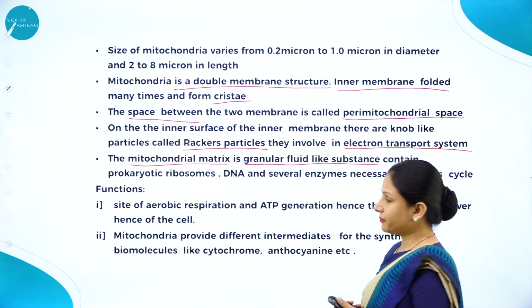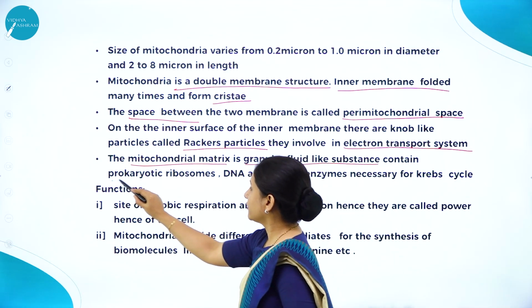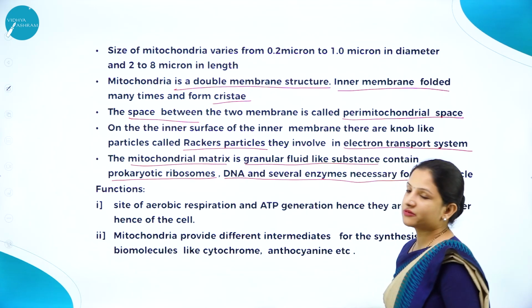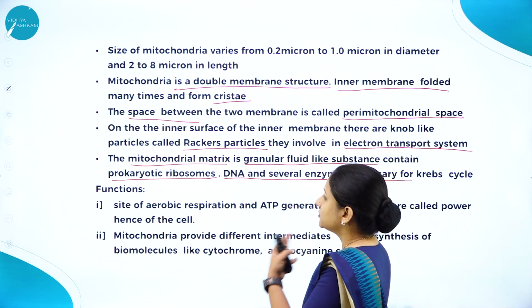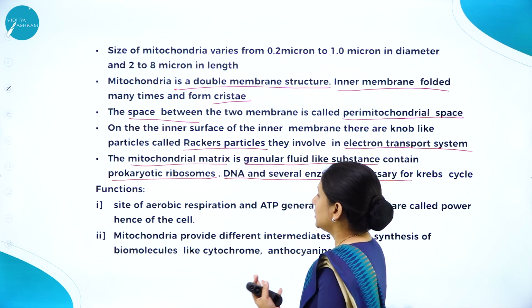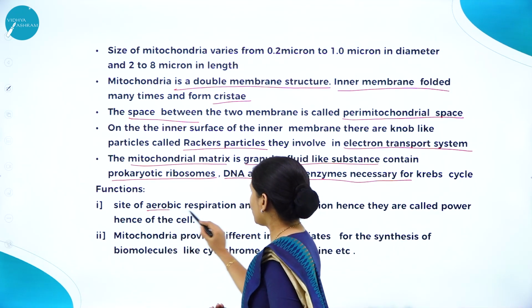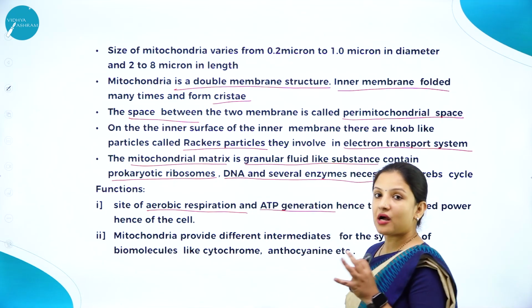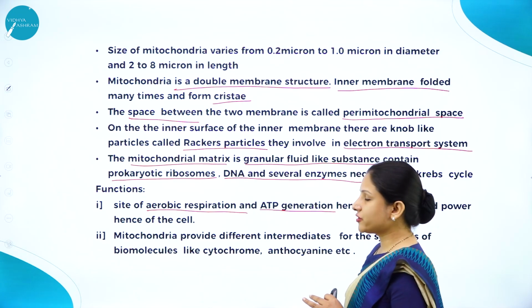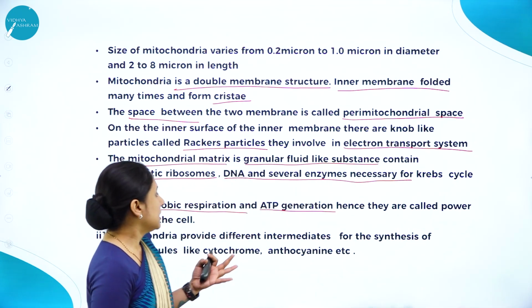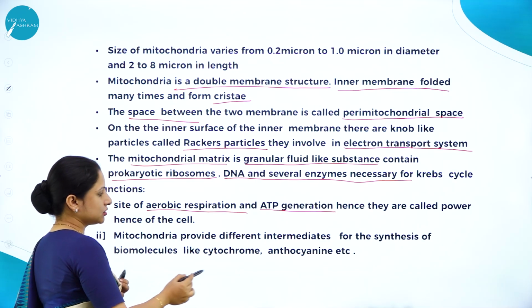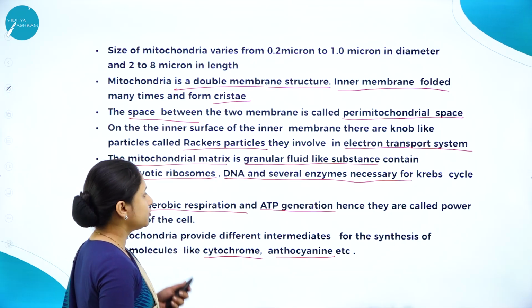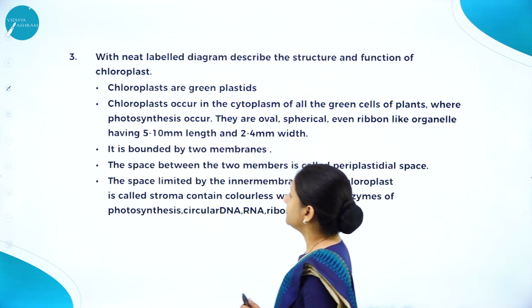And in the mitochondrial matrix, prokaryotic ribosomes will be present, along with DNA and several enzymes necessary for the Krebs cycle. Next, moving on to functions. It is the site for aerobic respiration and also ATP generation, and hence it is called the powerhouse of the cell. And mitochondria also provide different intermediates for the synthesis of cytochrome, anthocyanin, etc. So these are the two functions of the mitochondria.